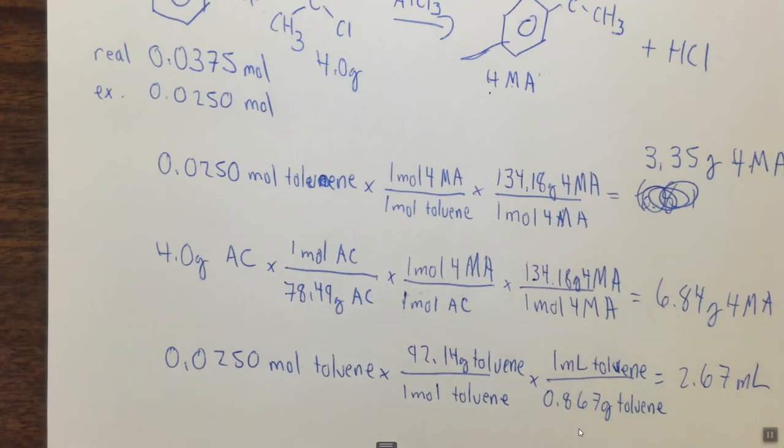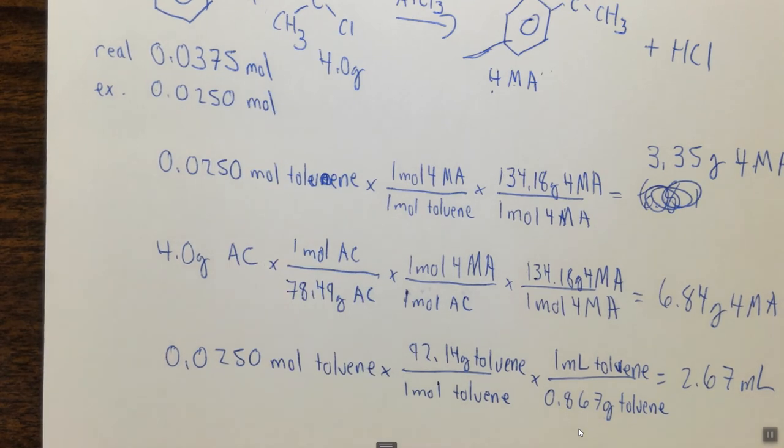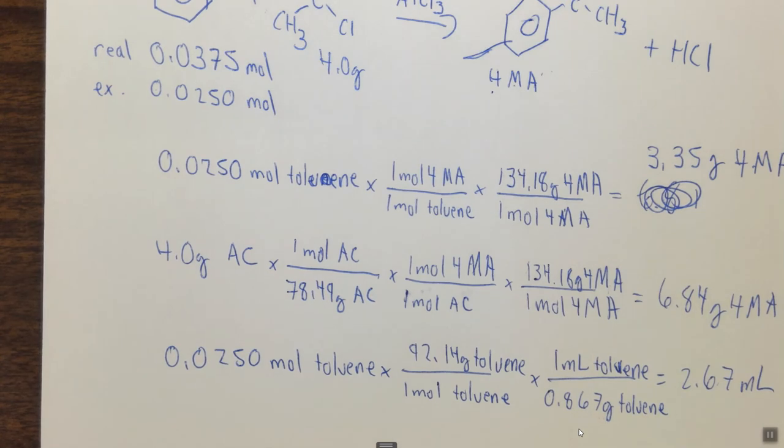But remember, my example was 0.025 moles. You're using 0.0375 moles. So you're going to need to redo this math for the appropriate amounts of toluene that you're actually using in the reaction.